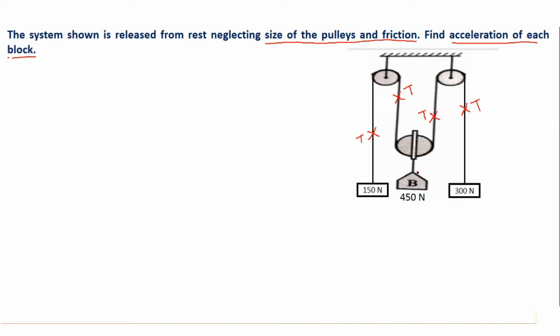Now we need tension on this particular cord, so we will make a free body diagram of this pulley, wherein there is T here, there is T here. There are two T which are going upward, and to maintain the equilibrium of the body, there should be two T which is acting downward. So the tension on this cable will be 2T.